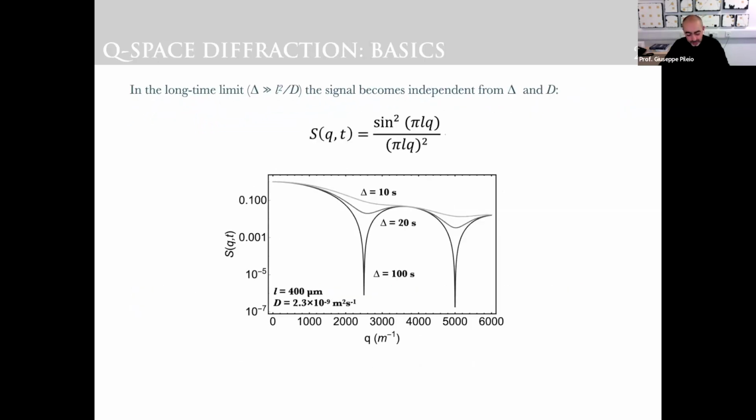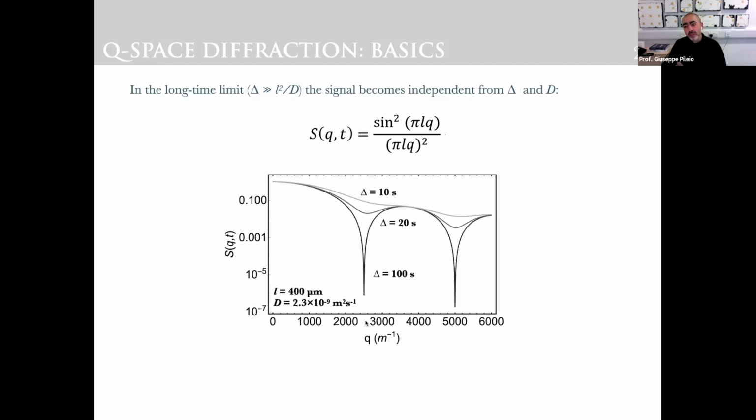These minima occur at every Q, which is actually the inverse of the distance between the two walls. Essentially the molecule moves, hits the wall, comes back, and in this motion they have a sort of diffraction-like pattern. That diffraction-like pattern repeats itself every inverse of the distance of the walls.